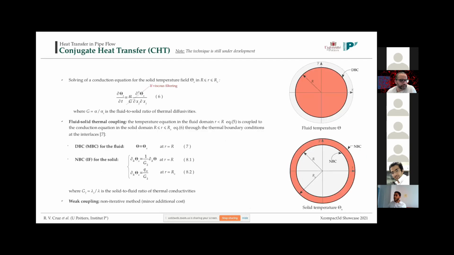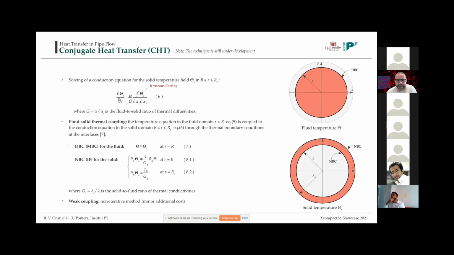And now for the conjugate heat transfer, when we speak about conjugate heat transfer, we are speaking about simulating at the same time the fluid temperature field and the solid temperature field. For the fluid field, we solve the convection diffusion equation that I presented before, and for the solid field, we are going to solve a conduction equation.